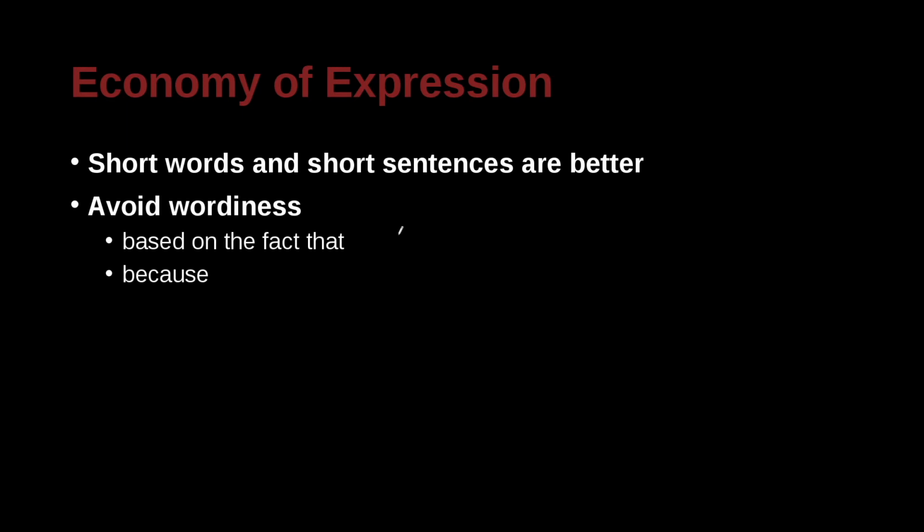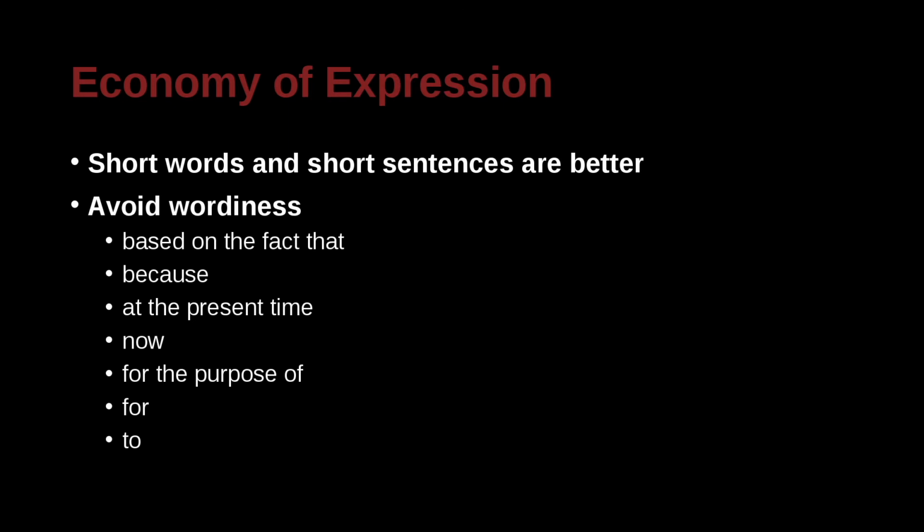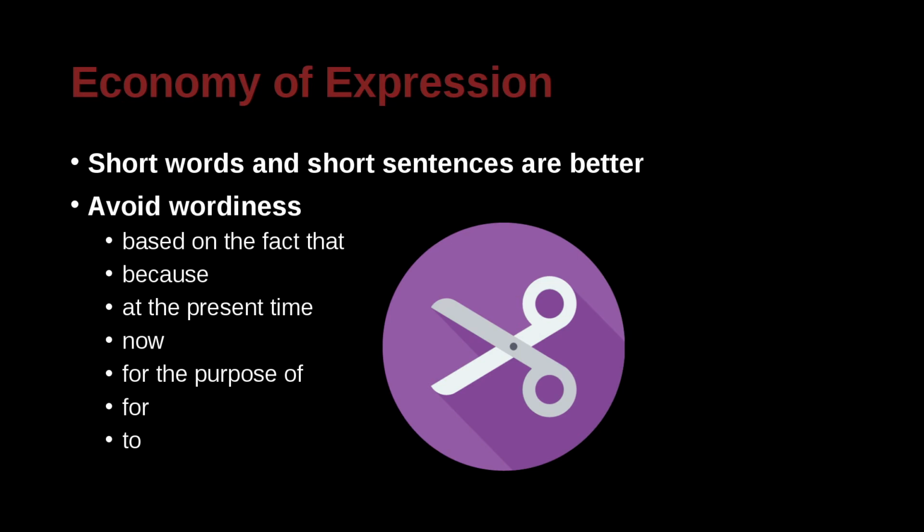Because. This seems like a really great word, doesn't it? No, bad word because you're just using it to stick in the sentences to take up space. At the present time. Why would you write at the present time when we already know what you're talking about is the present time? So you're just wasting space. Now, it's the same idea. You don't need to do that. For the purpose of. You don't need to explain for the purpose of. Just write what it is you're trying to tell me. For. To. These are all words that are wasting space, that do not have good economy of expression. Try to cut them whenever you see them.